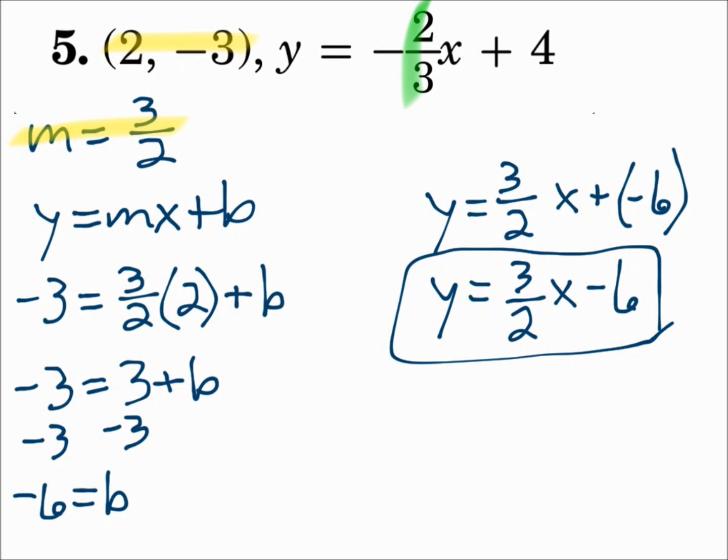So remember, parallel lines have the same slope. Perpendicular lines have slopes that are negative reciprocals of each other. When you're writing an equation of a line that's parallel or perpendicular to another line, find the slope first. Sometimes you have to solve the equation for y to get it in slope-intercept form so you can determine what the slope is. And then make sure you find b using the slope in the given point.